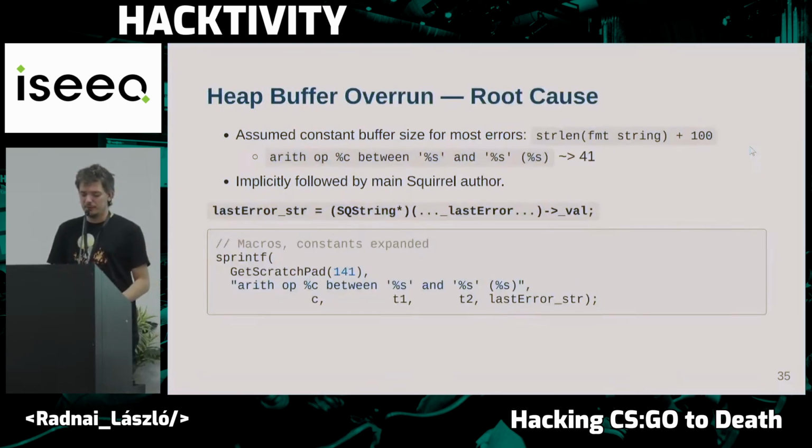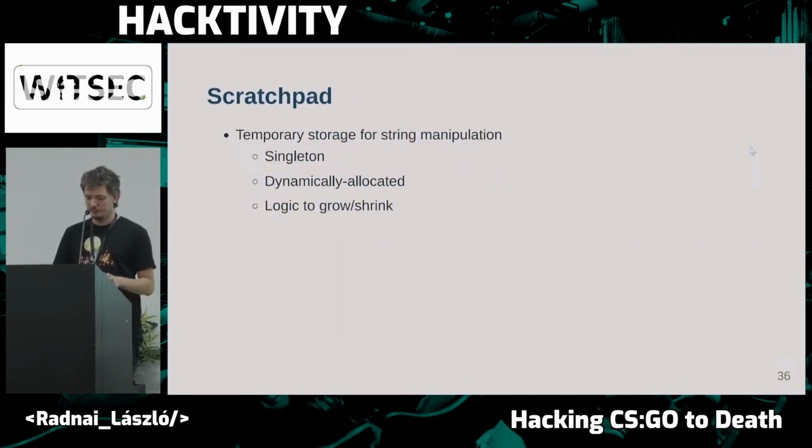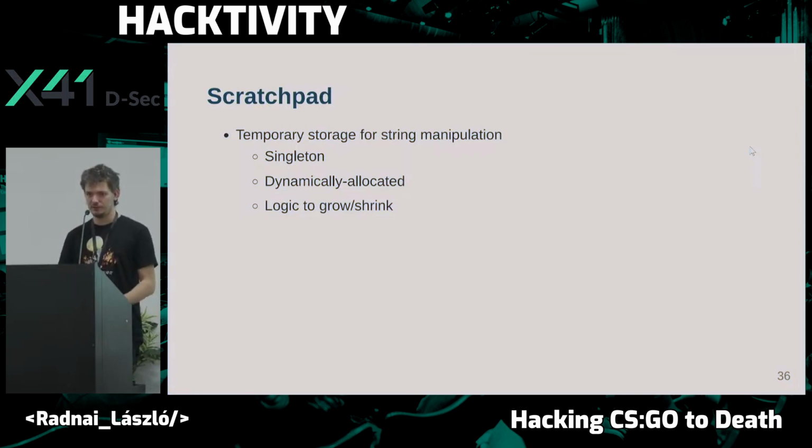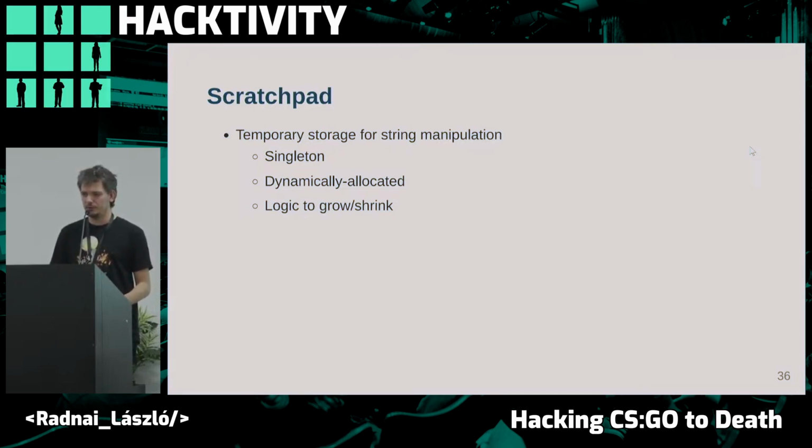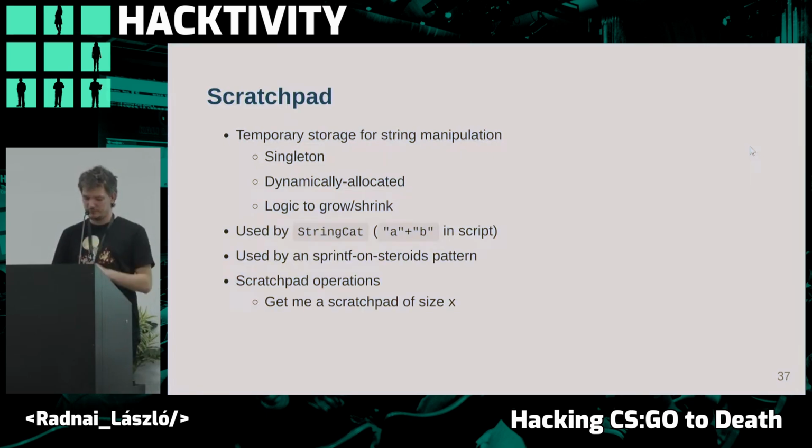But I didn't explain the get scratchpad. This is temporary storage for string manipulation, like doing some quick formatting before doing some actual stuff on this result string. It has one instance, and it is dynamically allocated, and every time you use it, it decides whether the previously allocated version is too big or too small, and it grows or shrinks accordingly. So this is used by two features, as I found. One is string concatenation, and the other is this sprintf on steroids pattern.